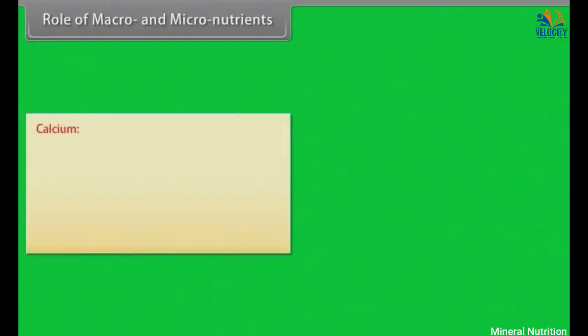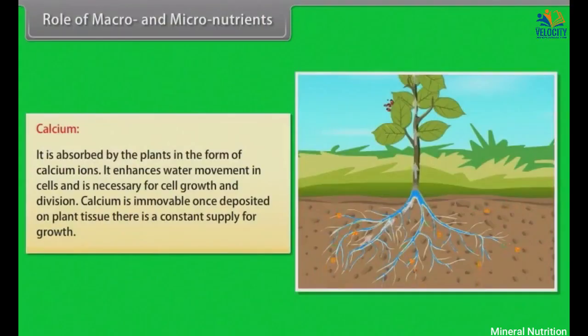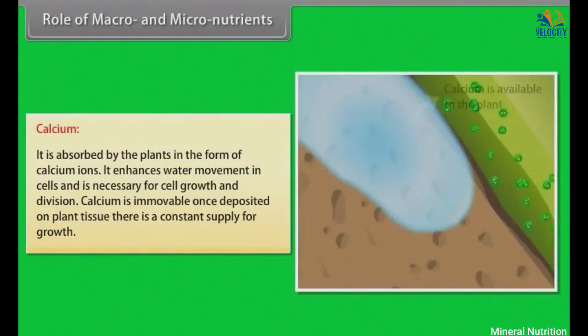Calcium. It is absorbed by the plants in the form of calcium ions. It enhances water movement in cells and is necessary for cell growth and division. Calcium is immobile. Once deposited in plant tissue, there is a constant supply needed for growth.